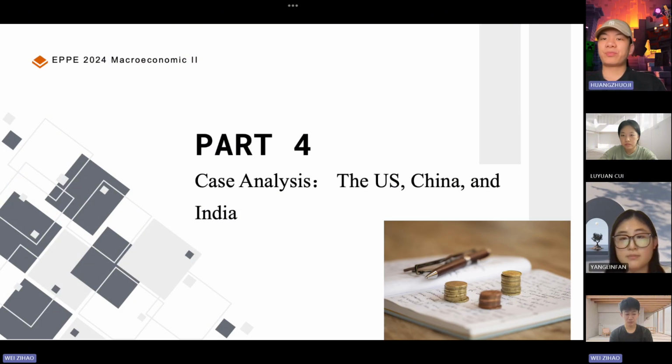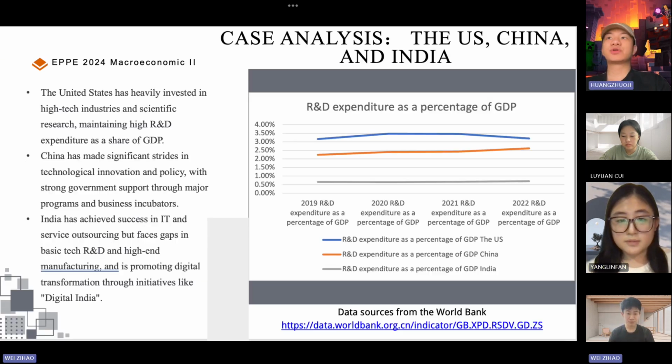Okay, this is part four, case analysis, the US, China, and India. First of all, I want to say that as a world number one development country, the US has a highly developed financial market that can effectively promote capital accumulation. The US has heavily invested in high-tech industries and scientific research, maintaining high R&D expenditure as a share of GDP.